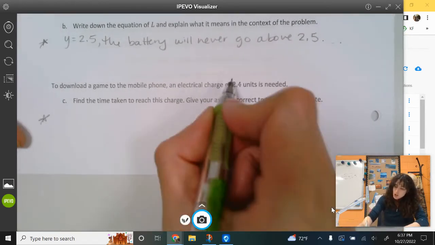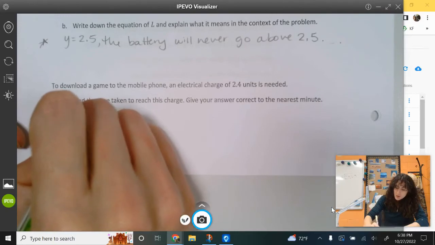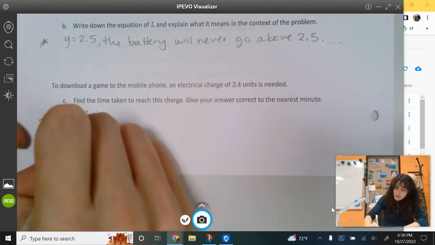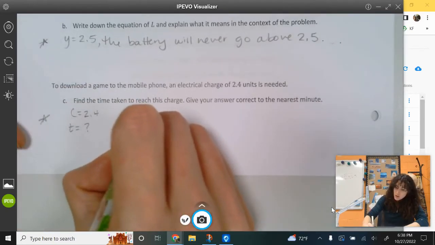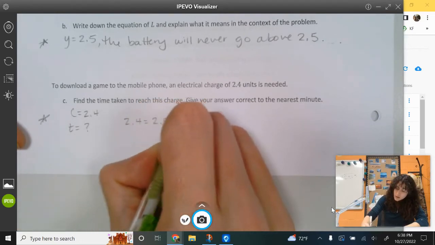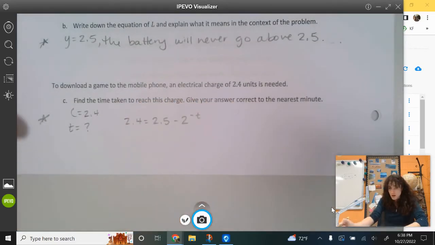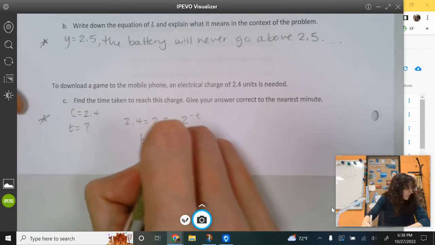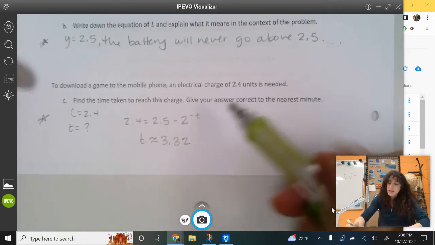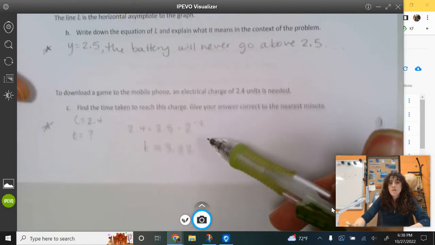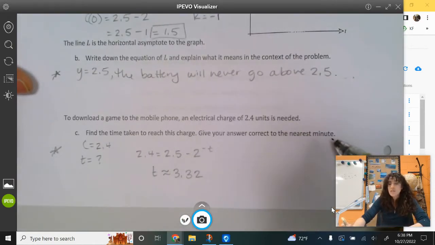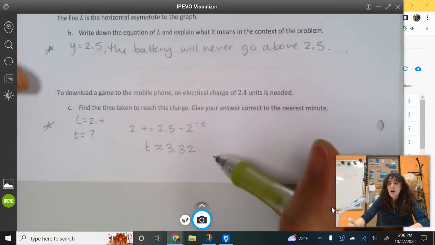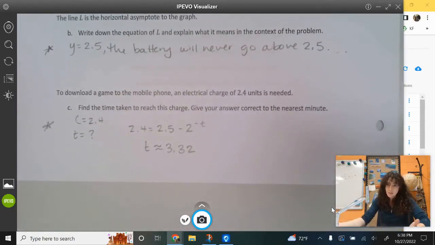Okay, so the charge is 2.4, so that means C equals 2.4. We want to find the time. Time is question mark, so 2.4 equals 2.5 minus 2 to the negative t. We could numerically solve this, or if we've already graphed it, we could do y equals 2.4 and then find that point of intersection. T will be approximately 3.32. T is in terms of hours. So to the nearest minute means I need to say 3 hours and something minutes.